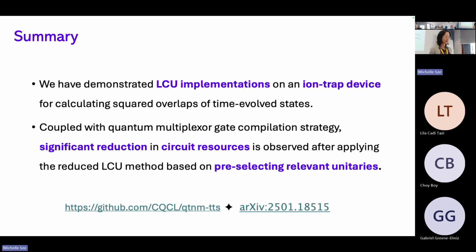I think I'm at the end of my talk. To summarize, we have demonstrated our LCU implementations in our ion trap device for calculating squared overlaps of the time evolved states. Coupled with the multiplexor gate compilation strategy, significant reductions in the circuit resources are observed after applying our reduced LCU method based on pre-selecting the relevant unitaries.